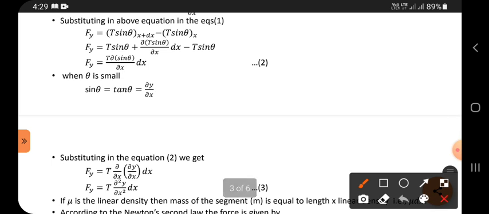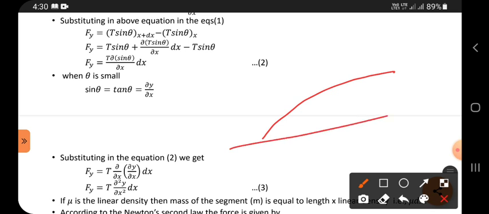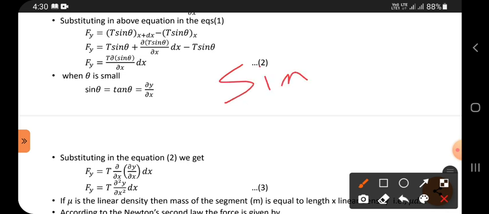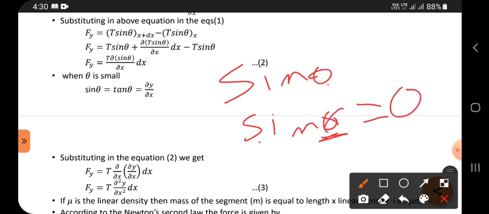It is equation 2, and now when theta is very small, so generally when the string is like this, this angle is very small. So then sin theta is approximately tan theta. Why is sin theta approximately tan theta? When theta is small, sin theta is approximately equal to theta only. So for example, see here. If you substitute theta as 0, sin 0 is how much? The answer is 0.